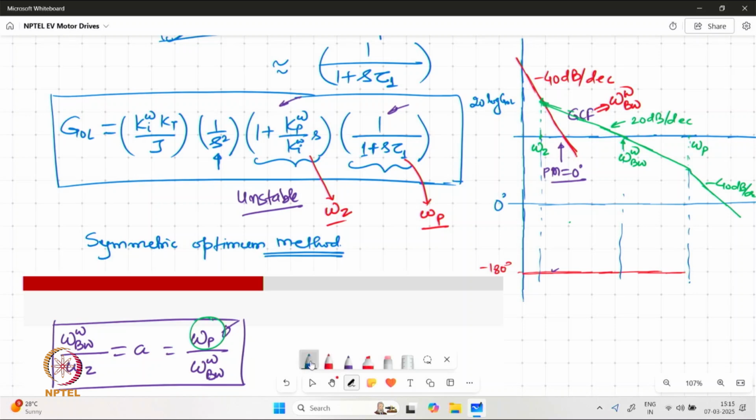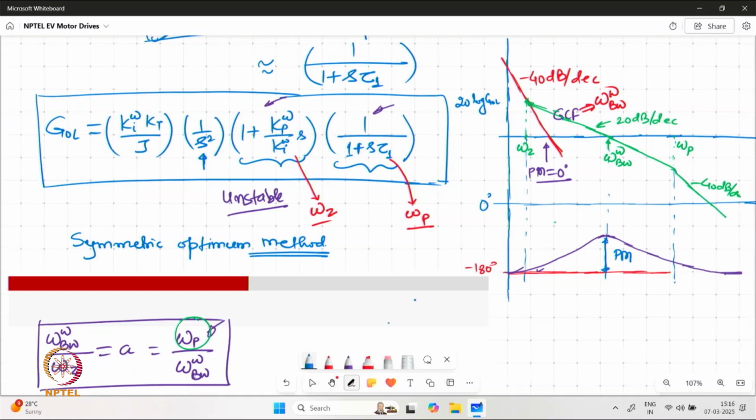Because of the change in slope, the phase will start improving, and somewhere at the gain crossover frequency or at the bandwidth frequency, it will maximize and it will return back to minus 180 degree. Now at the gain crossover frequency, we are going to have certain phase margin available for the stability of the system.